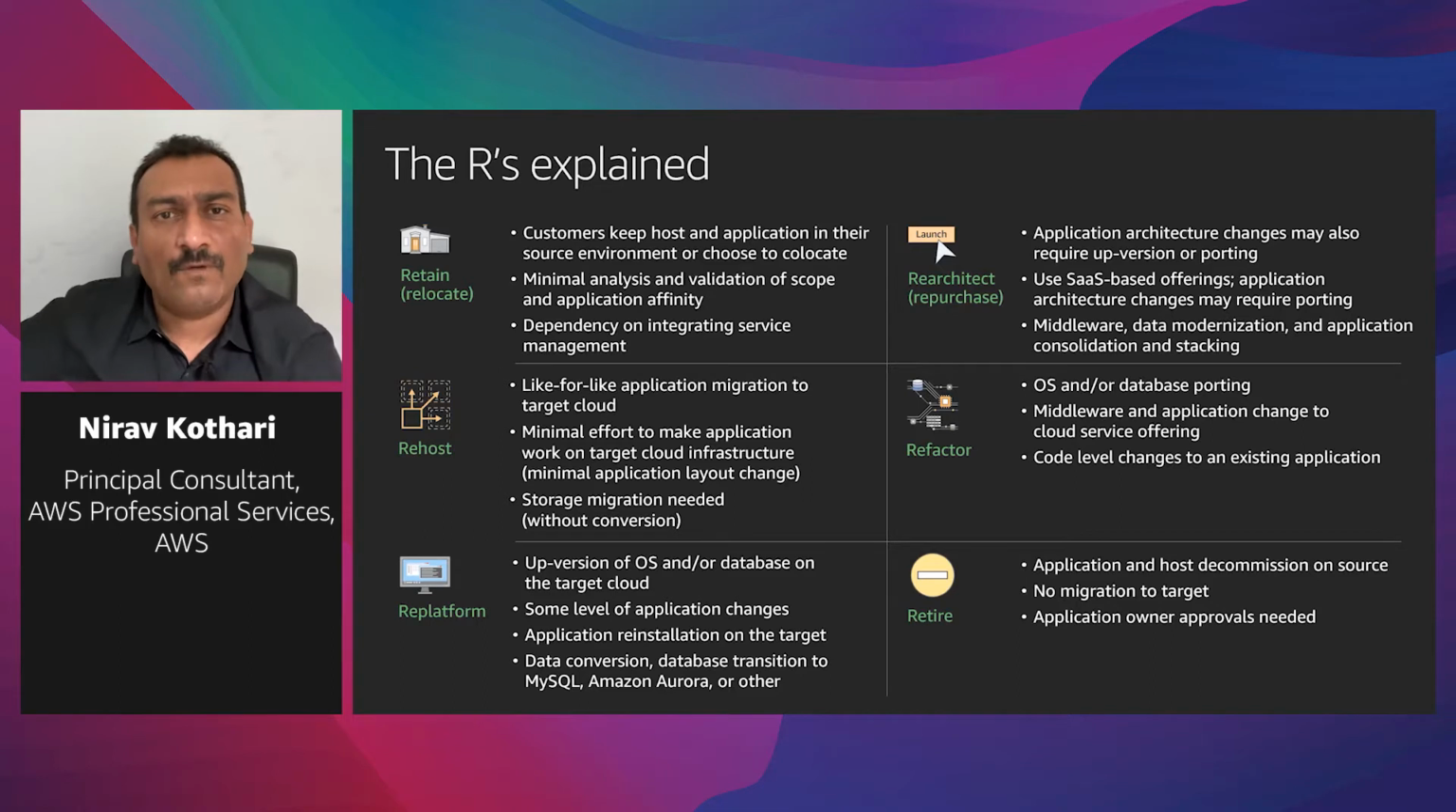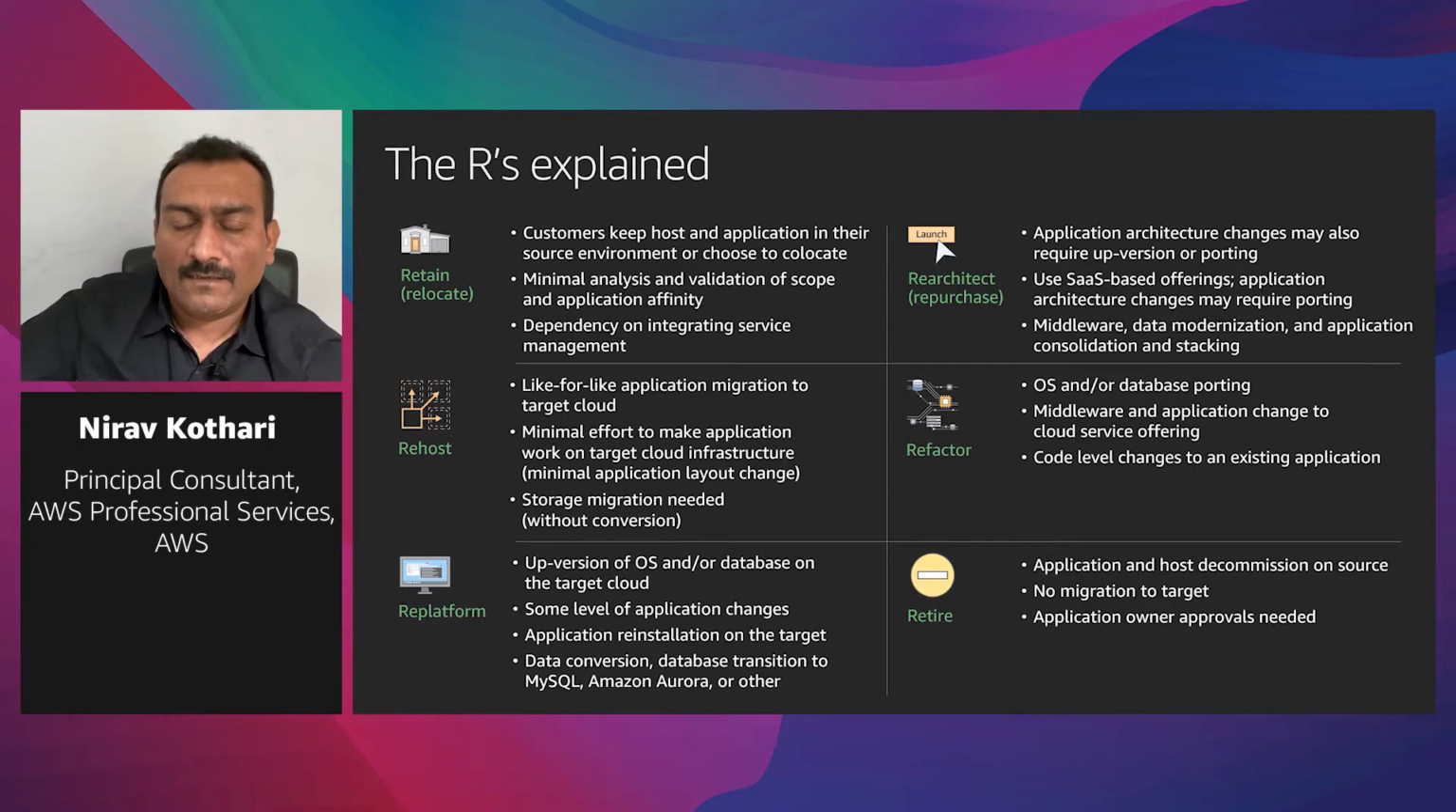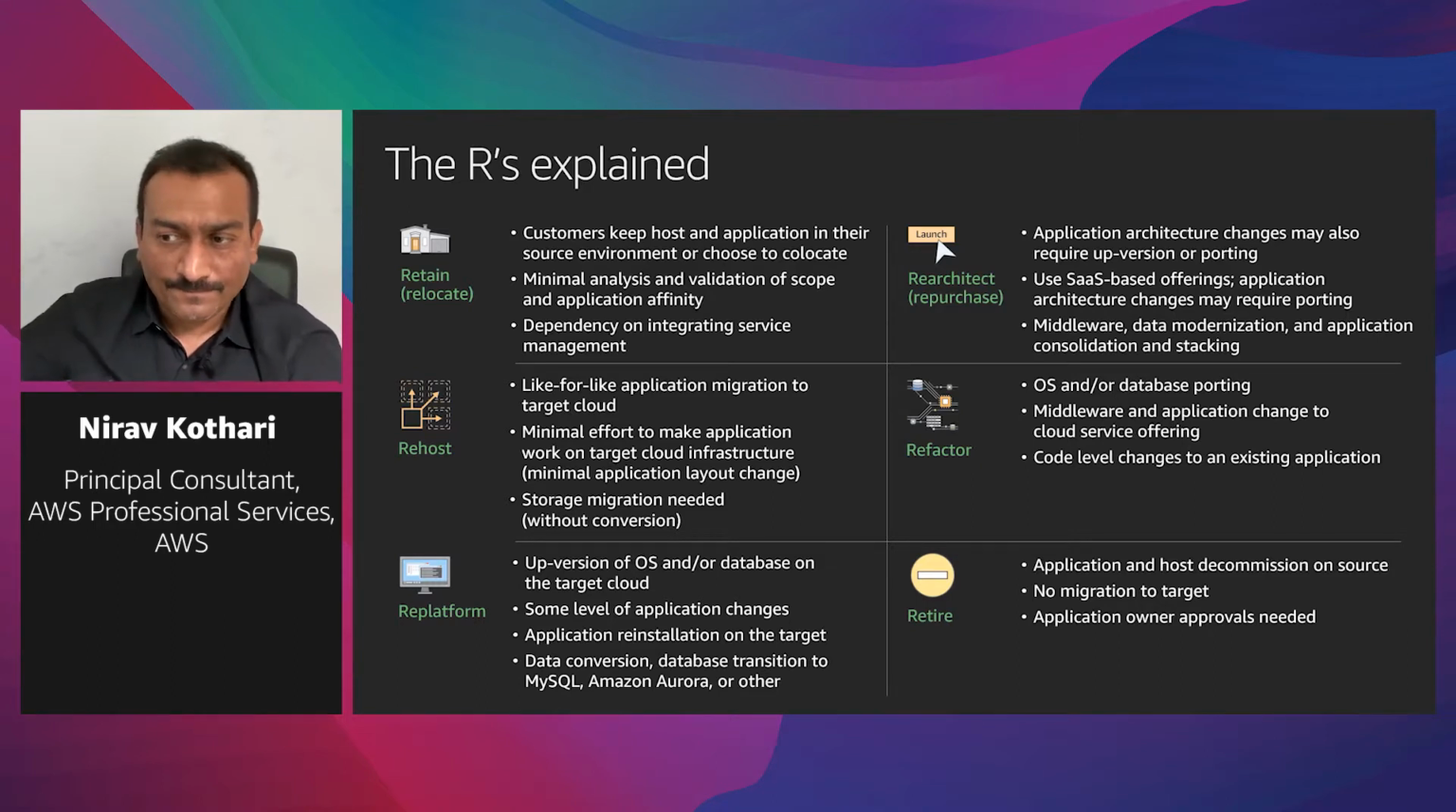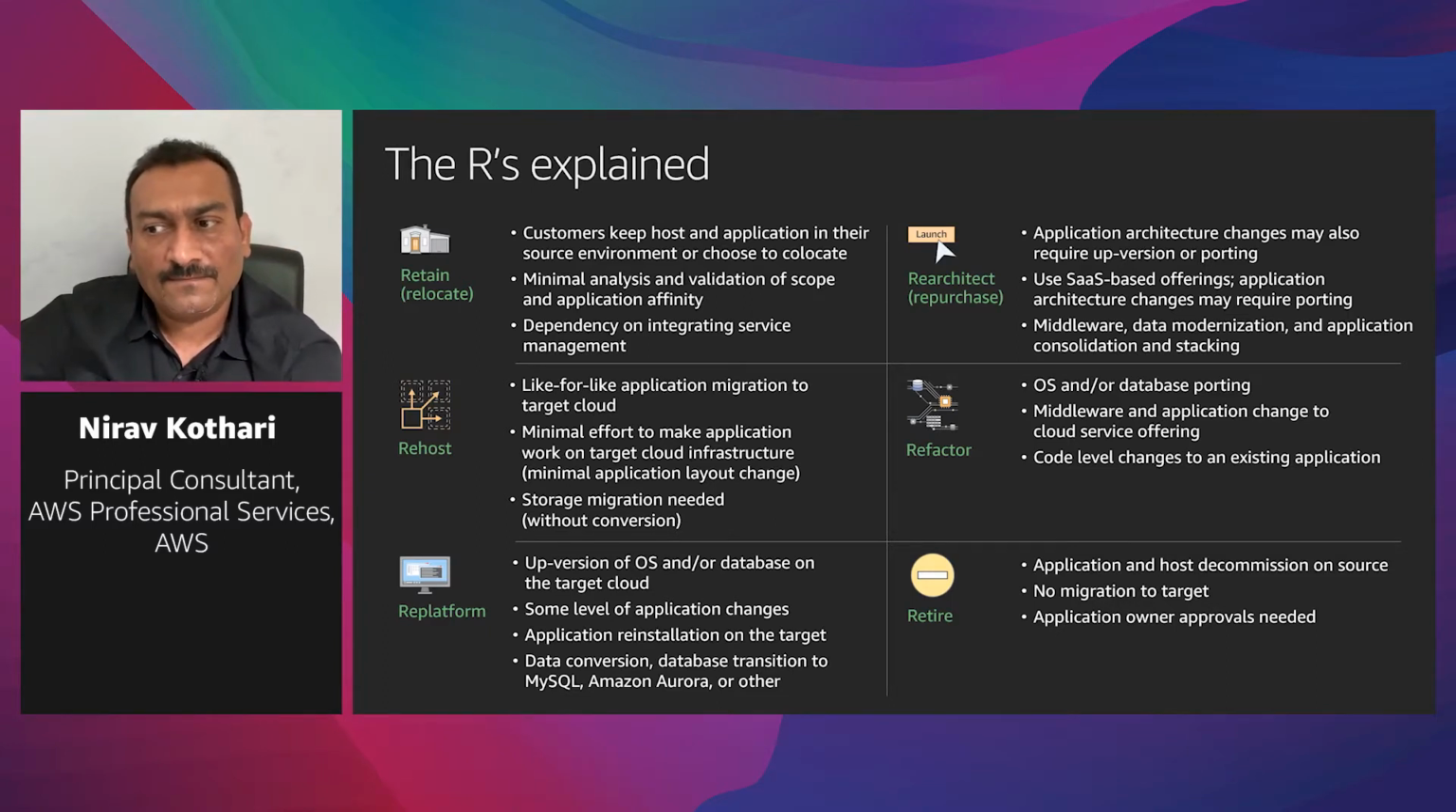The next R is replatform. Imagine you're running an application on an older version of operating system. Or imagine an application vendor recently delivered a new functionality in a newer version, but for you to do it, you'll have to perform an upgrade. Okay? Any one of those would qualify as a replatform migration strategy. Okay? You might, as a part of the strategy, perform a reinstall in the target environment in AWS. You might have to do some data conversion. You might have to do application redeployment, so on and so forth.